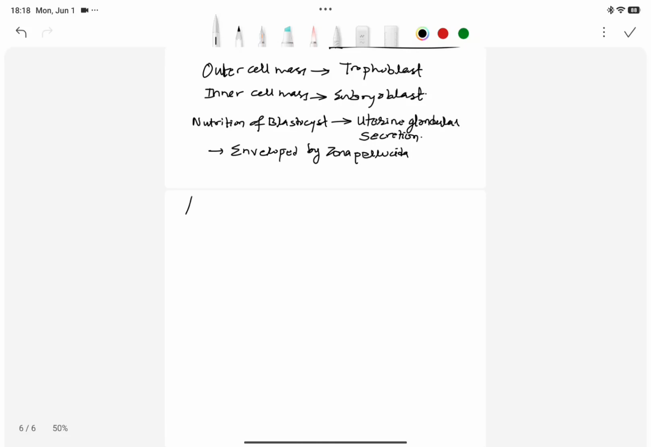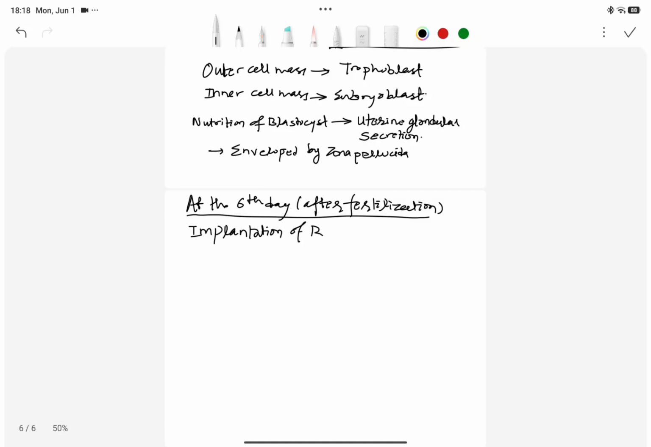So at the 6th day after fertilization, there occurs the implantation of the blastocyst on the uterine wall, or there occurs the hatching of the blastocyst from the zona pellucida.